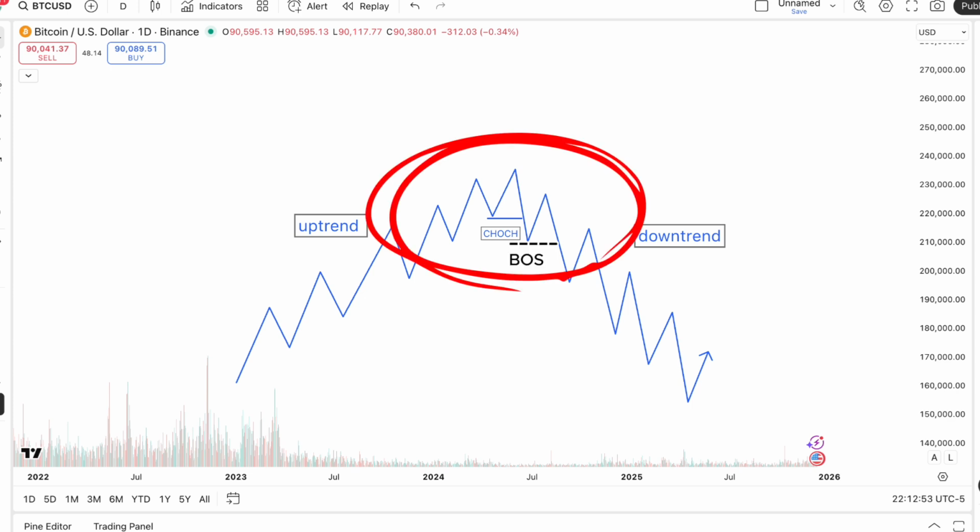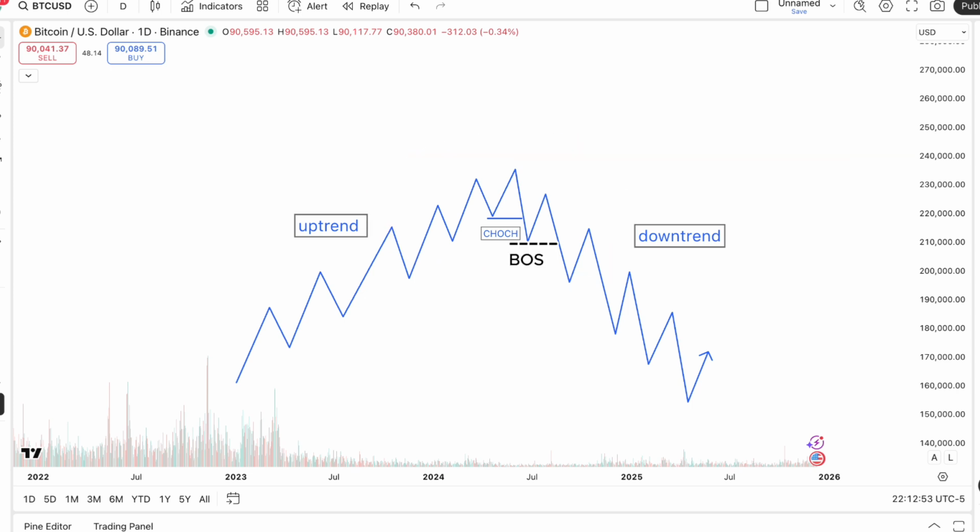So imagine we're in a clean uptrend. Price is doing its job. Push up, higher high, pull back, higher low, push up again, new higher high. Now focus here. As long as the market protects this low, the uptrend structure is still intact. The first time price breaks below this key higher low, that's your CHoCH.